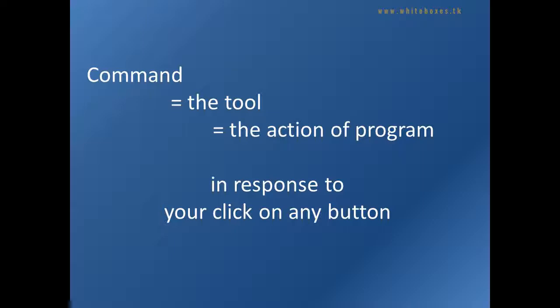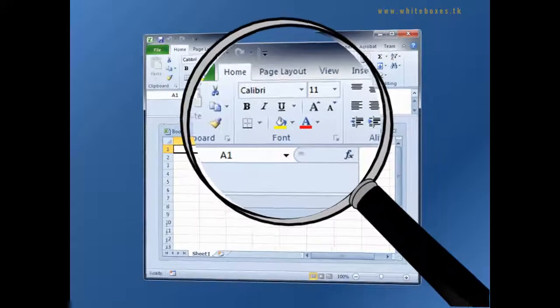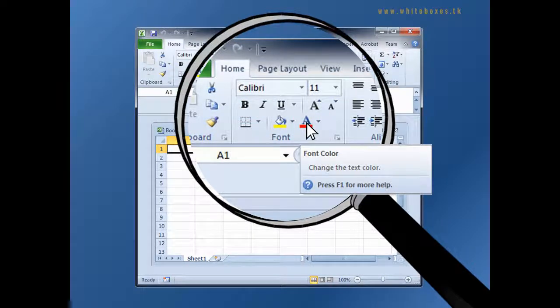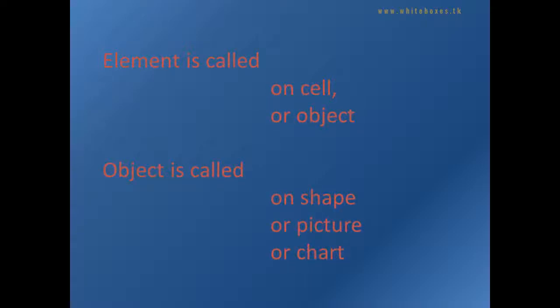In general, keep in mind the following. 1. A command means the tool or the action of the program in response to your click on any button. 2. Each button has a different icon to indicate its usage. 3. Mostly when you point at or hover over these icons, it brings up a screen tip showing the relevant name and a short description of use. 4. An element is called a cell, or object. Also an object is called a shape or picture or chart. Now I am going to explain sections in the order of dependencies and not the numbering.